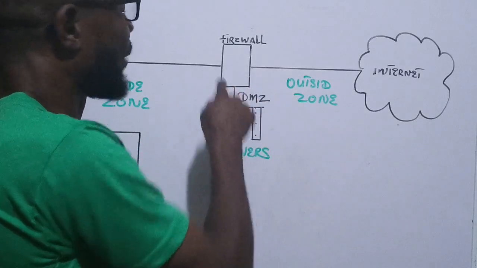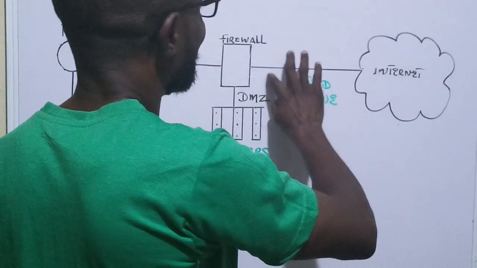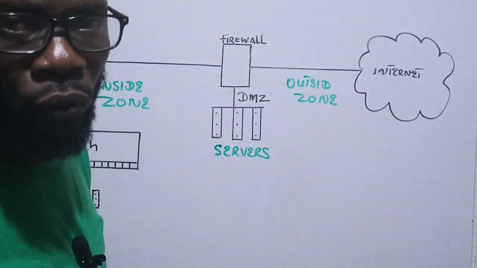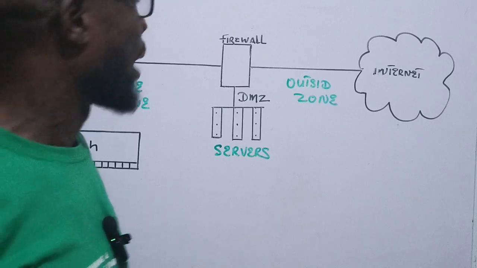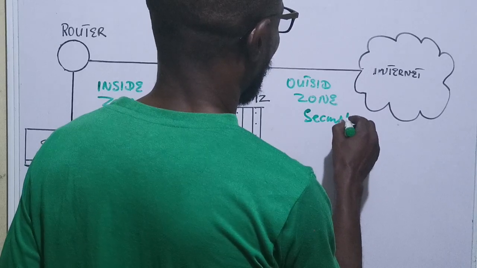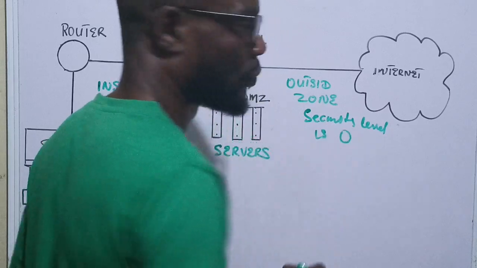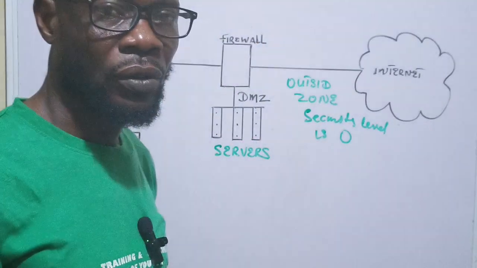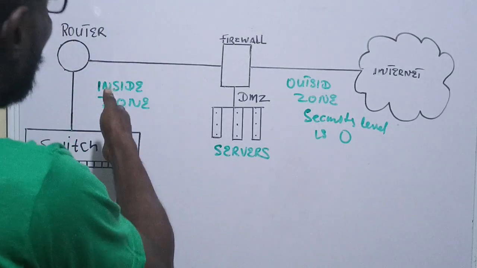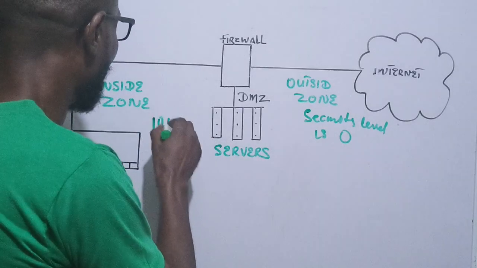There are about three interfaces here. This interface that's linked to the internet is considered the outside zone, and the security level is 0. And this interface here is considered the inside zone, and the security level here is 100.